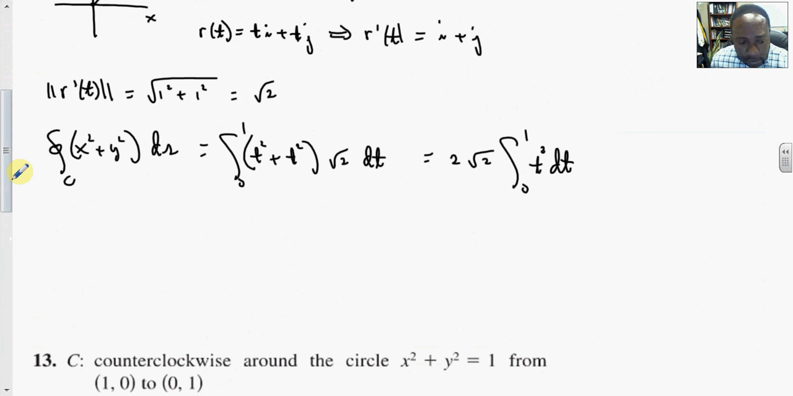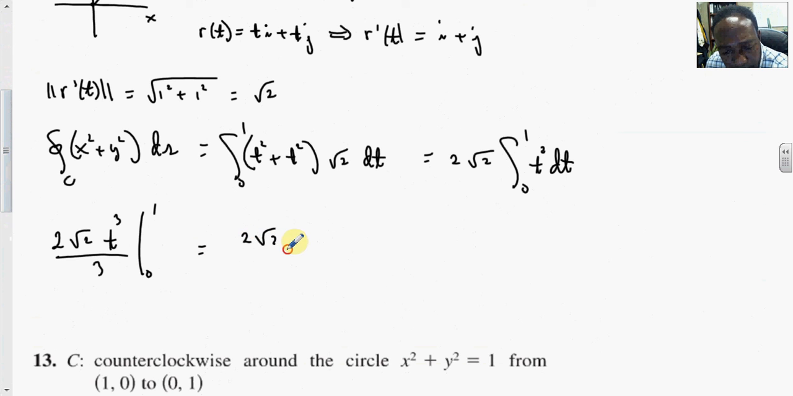let's integrate 2 times the square root of 2. This becomes t to the third over 3. We evaluate the t from 0 to 1. And so we just end up with 2 times the square root of 2 all over 3.